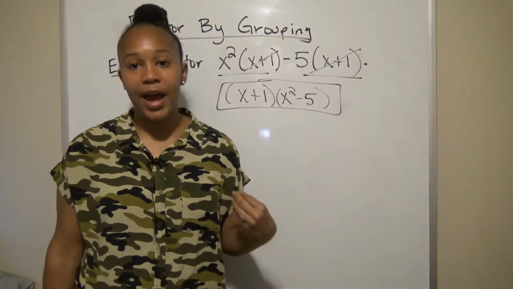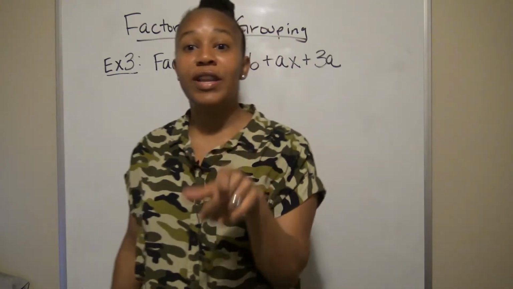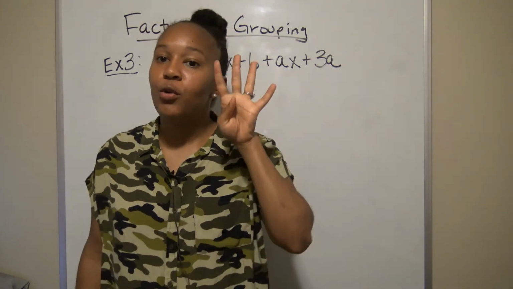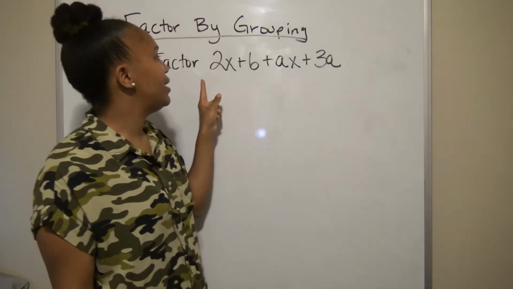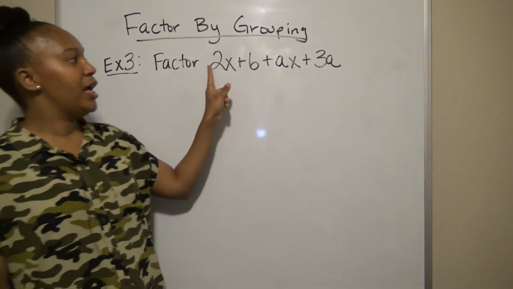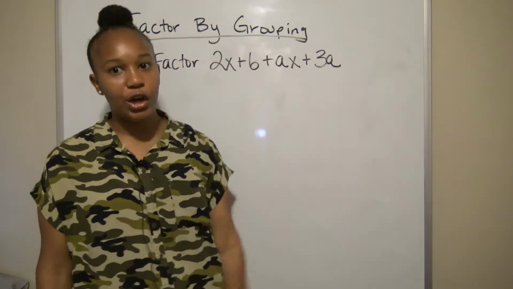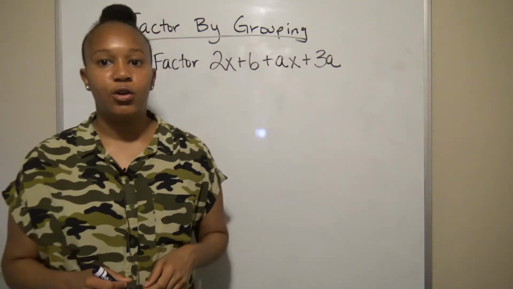So now let's look at how you factor by grouping. Remember, you use factor by grouping when there are four terms. And how many terms do we have in this example? This is example 3, 2x plus 6 plus ax plus 3a. There are 1, 2, 3, 4 terms. So you always want to try factor by grouping when there are four terms.